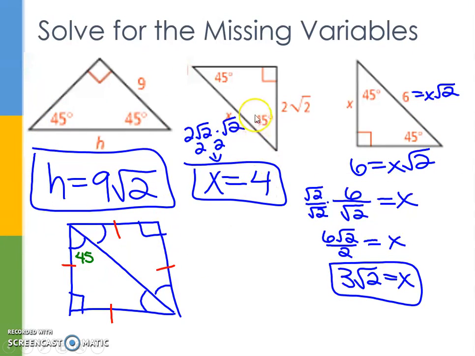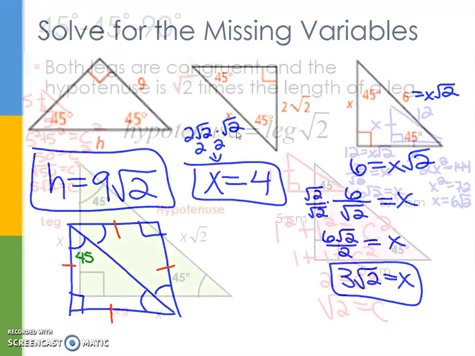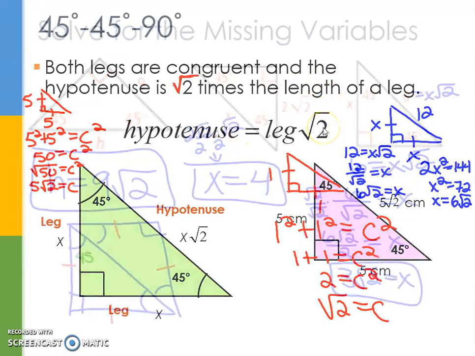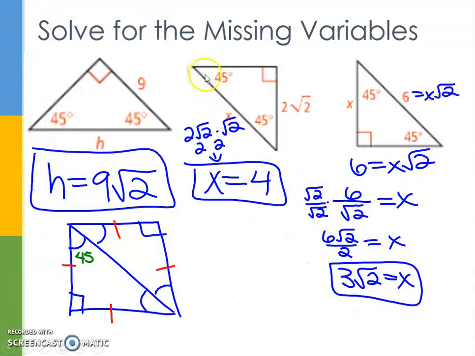So right here, we're going to do 2 radical 2. That is the leg. So we're going to multiply by radical 2. Because that is the rule. You multiply by radical 2 to get the x, which is hypotenuse. Hypotenuse is across from 90. So 2 radical 2 times radical 2. If you do radical 2 times radical 2, that's 2. So 2 times 2 is 4. So this length is 4. Okay? Let's do another one.